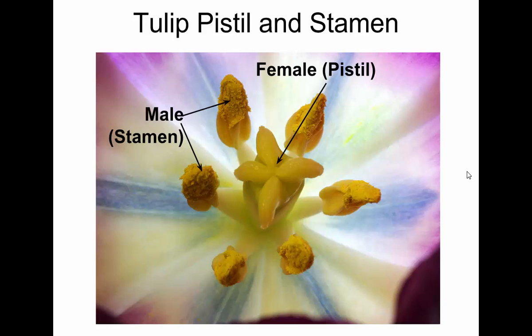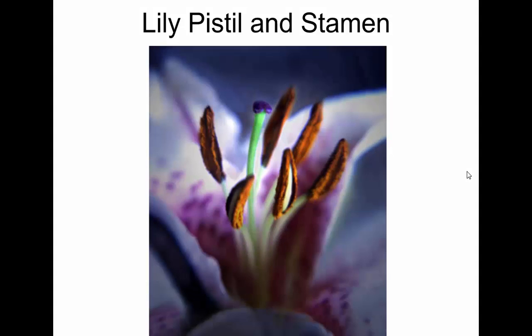So yes, we have the stamens on the outside. We have the pistil in the middle. Here's a different type of flower. This is a lily. It's a side view, so you see things a little differently. What are these brownish things? Those are the anthers. These are the stamens. This one has 6 stamens.